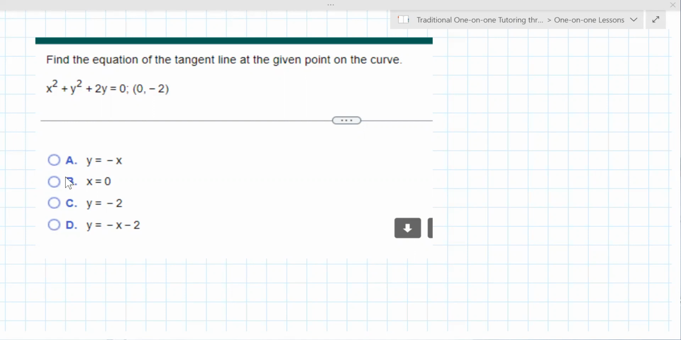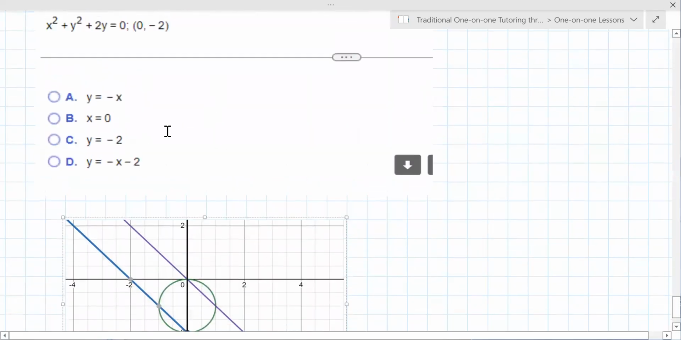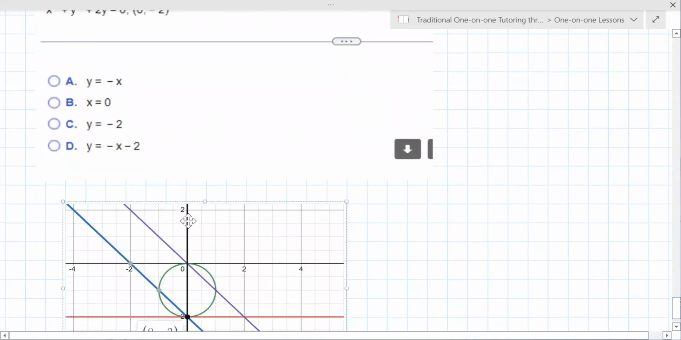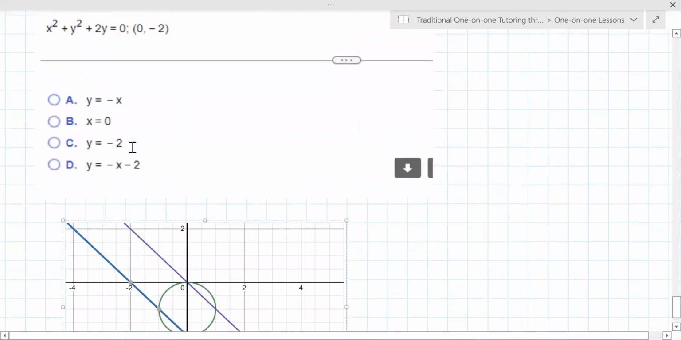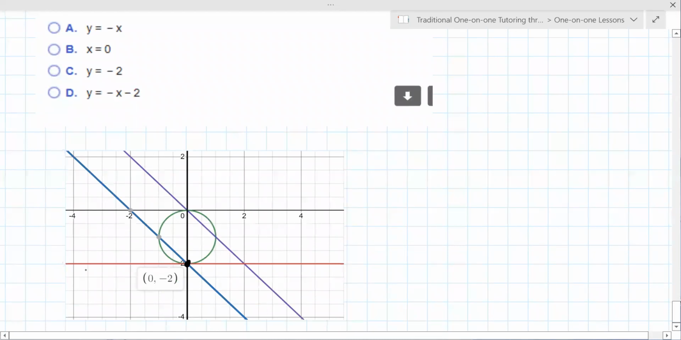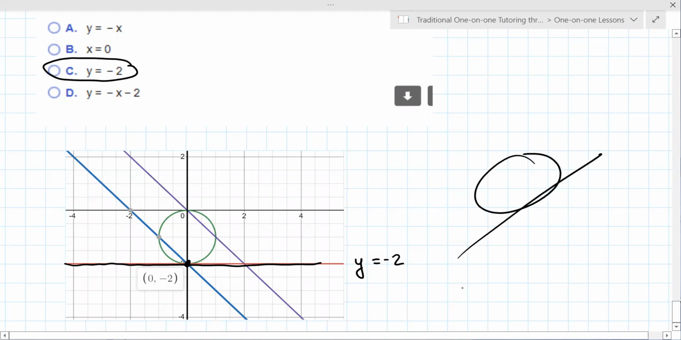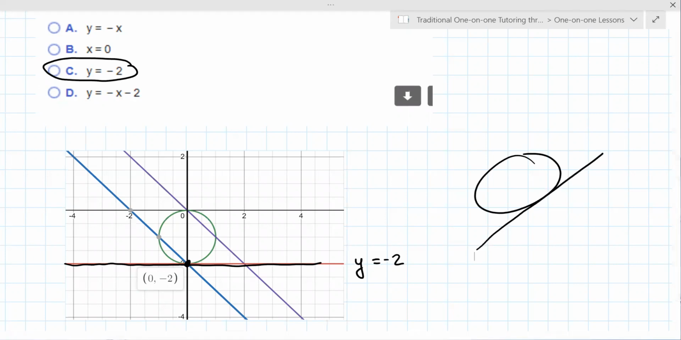All right, so here's what I did just for clarity. I graphed the green as the original one, and then I graphed them in order here. I know you can't tell, but we want the one that's tangent at 0, minus 2, which is this point here. So the one that's tangent is this horizontal line, which is y equals minus 2, and that's your answer. Now we could get it other ways, but tangent to a circle means it only hits one place, like that. We could use the calculus, but we don't need to.